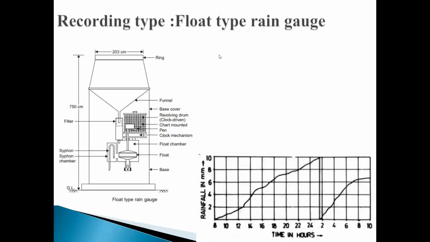Next we have the self-recording type of rain gauge, in which we have the tipping bucket type, the second one is the weighing type, and the third one is the float type rain gauge. Now you can see here this is the float type rain gauge. Here it is also a metal casing.